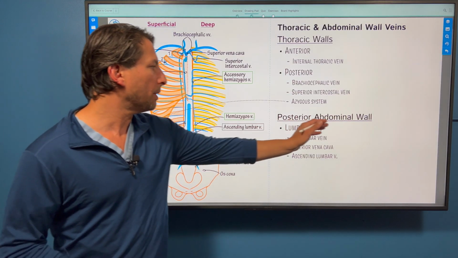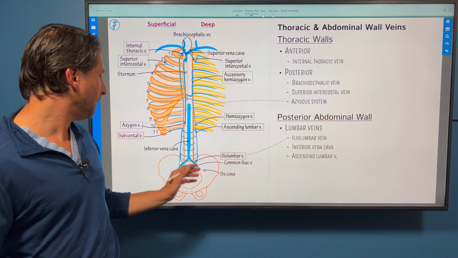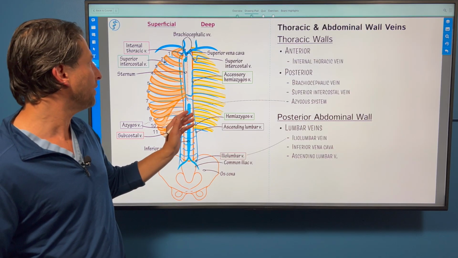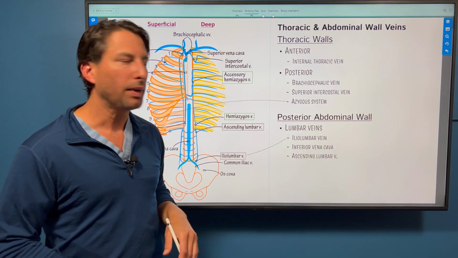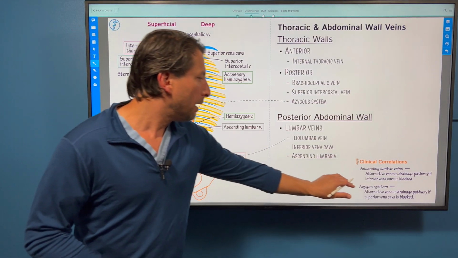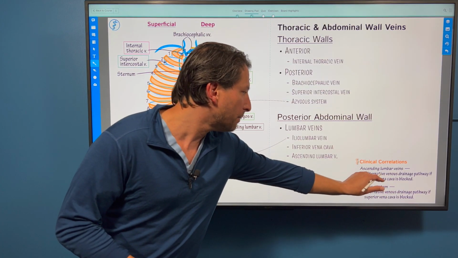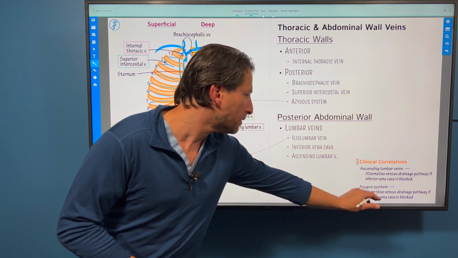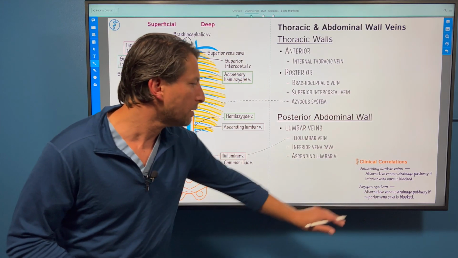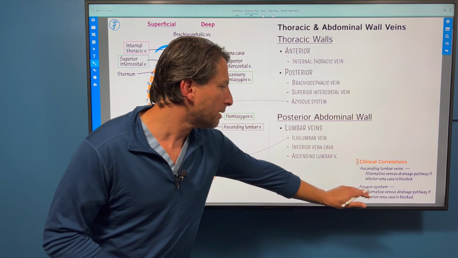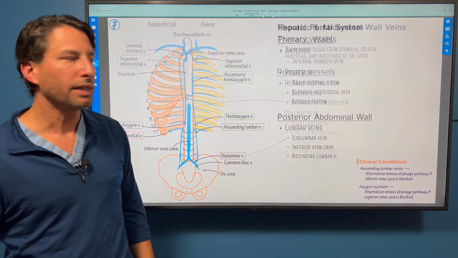And then for the abdominal wall, we point out the iliolumbar vein. So common iliac vein to inferior vena cava. And then we have our superior vena cava dumping into that right atrium. Some clinical correlations here: alternate venous drainage from the ascending lumbar veins and the azygous vein, an alternative venous drainage pathway if the superior vena cava is blocked. So superior vena cava is blocked, think azygous; inferior vena cava is blocked, think ascending lumbar veins.